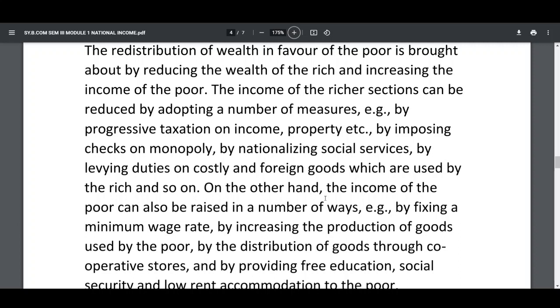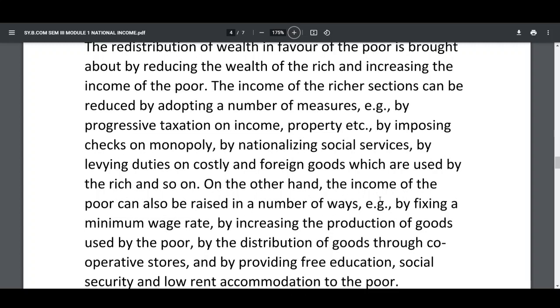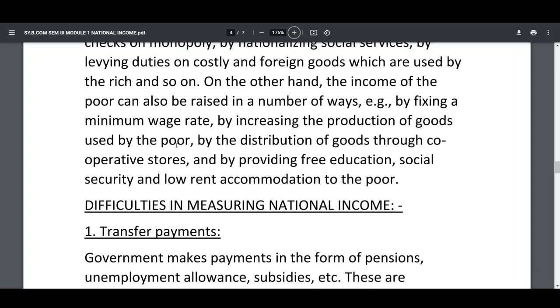On the other hand, the income of the poor can also be raised in a number of ways. For example, by fixing a minimum wage rate, by increasing the production of goods used by the poor, by the distribution of goods through cooperative stores, and by providing free education, social security, and low rent accommodation to the poor.